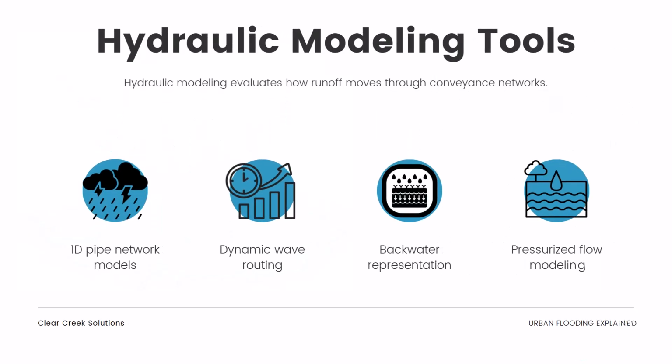Hydraulic modeling evaluates how runoff moves through conveyance networks. One-dimensional pipe network models simulate flow, depth, and surcharge within defined conduits. Dynamic wave routing, as implemented in EPA-SWMM, can represent backwater effects, pressurized flow, and flow reversal. Hydraulic analysis identifies locations where capacity is exceeded and predicts water surface elevations. These outputs support flood risk evaluation and mitigation planning.